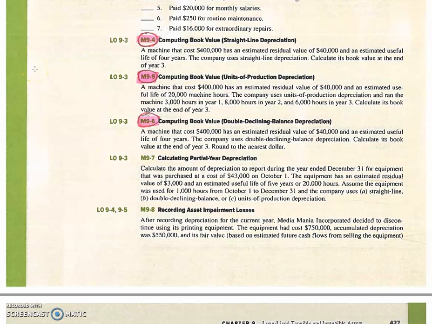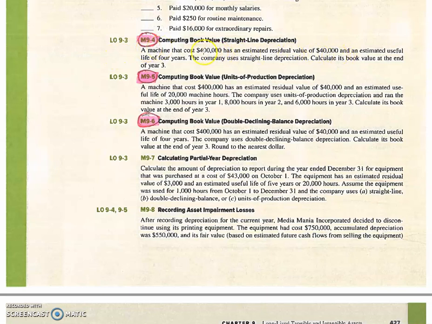Okay, students, we're back and we will go over the homework problems that we were up to now. So we'll start with mini exercise 9.4. So, computing book value, straight line depreciation. A machine that cost $400,000 has an estimated residual value of $40,000.